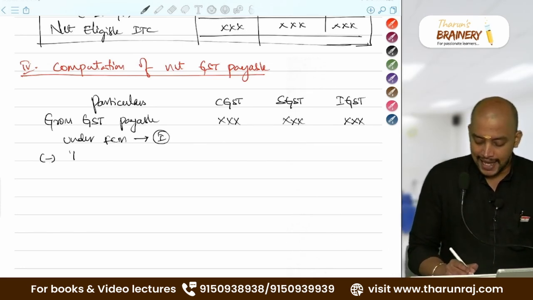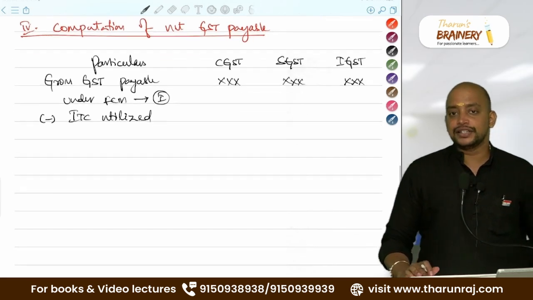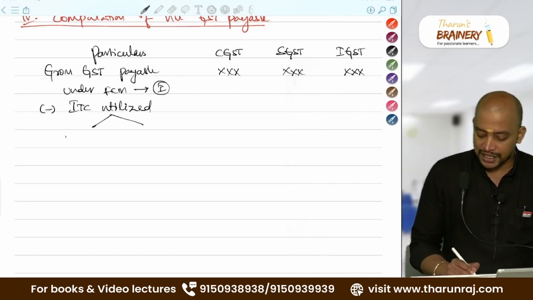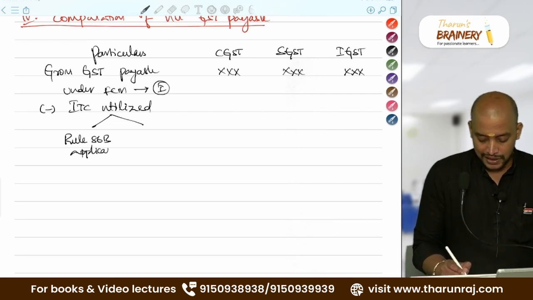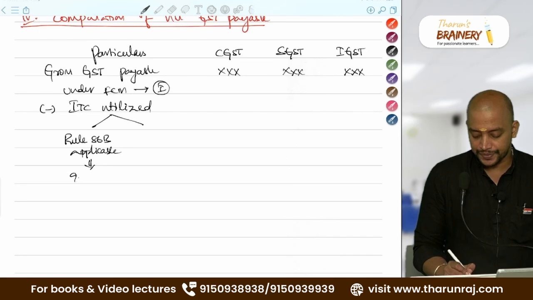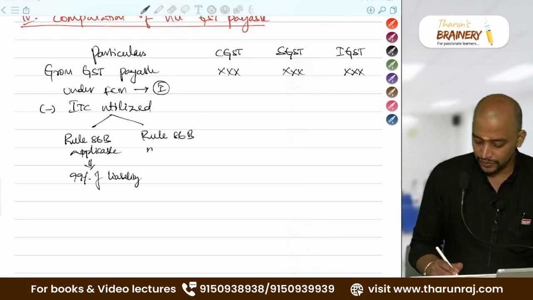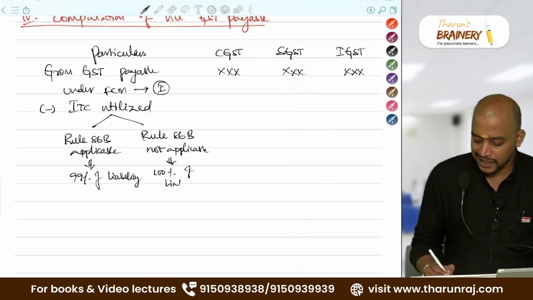Minus ITC utilized. While utilizing ITC, check Rule 86B applicability. If Rule 86B is applicable, how much will you use? 99% of liability. So if Rule 86B is not applicable, we can use 100% of the liability, the ITC.